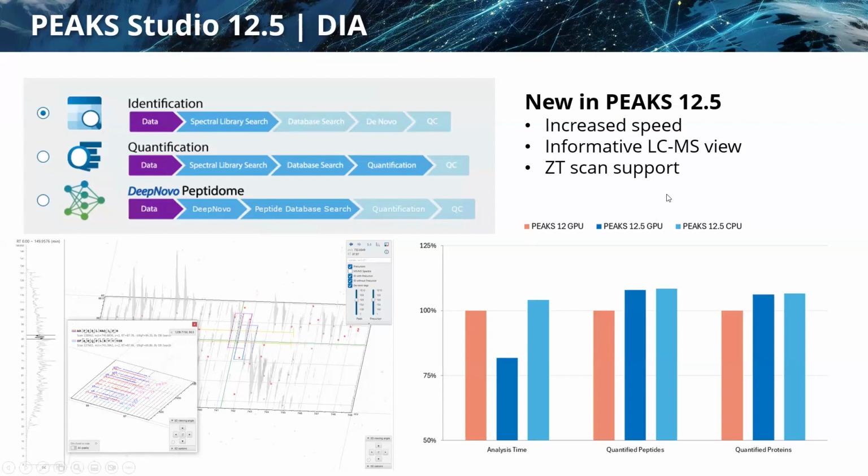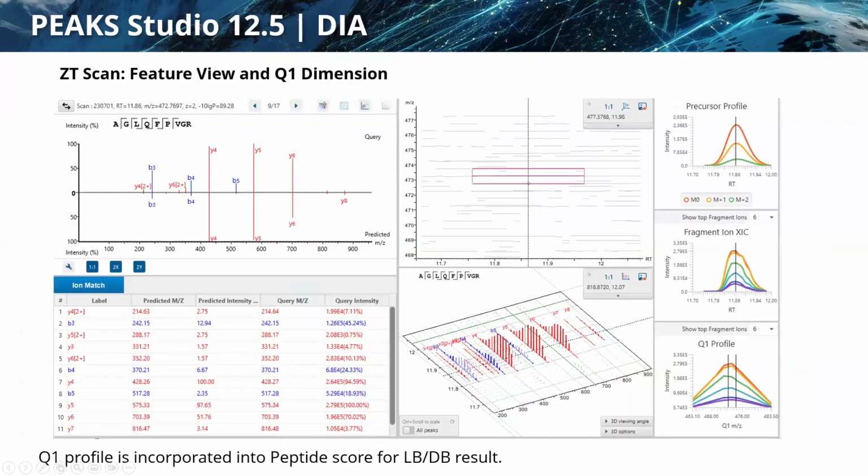The final new feature we have for DIA in Peaks 12.5 that I'm going to highlight today is support for ZT scan. This is new technology by SCIEX, and we've been working closely with them to bring this new feature in Peaks to you. What we can see here for ZT scan results in the feature view is the Q1 dimension. That will be displayed in Peaks, and as well, it's incorporated into the peptide scoring for the result.